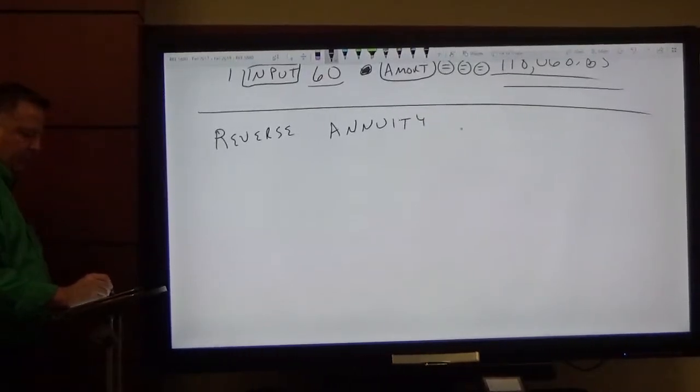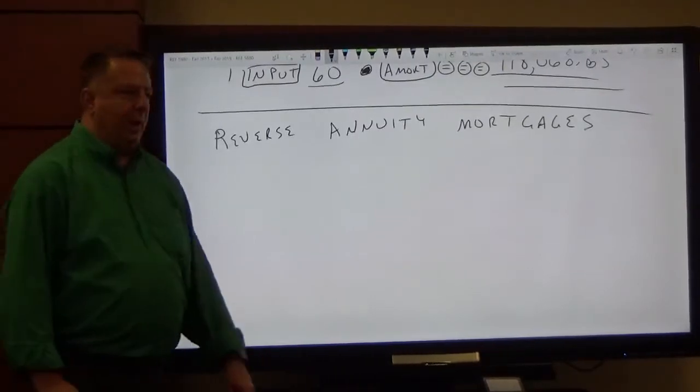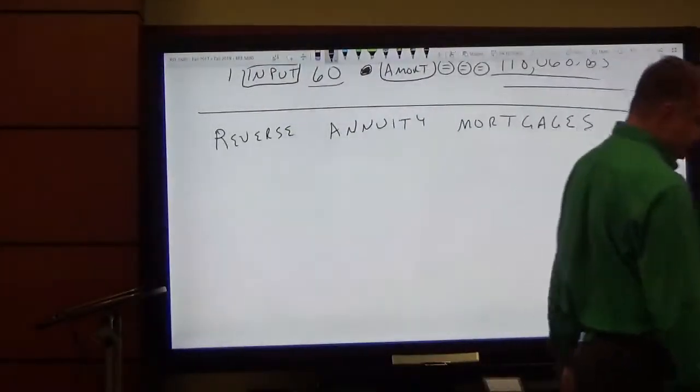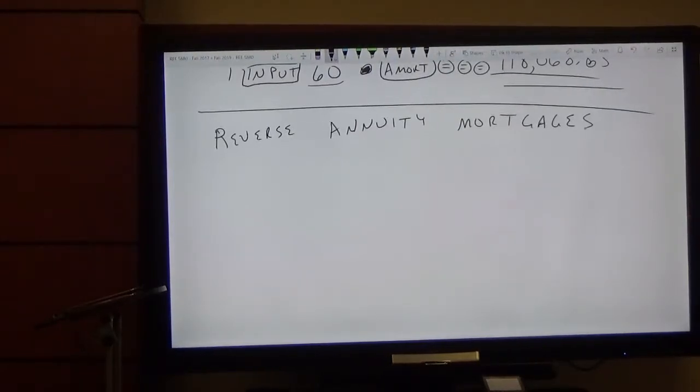All right. Reverse, and this was not in the chapter, by the way, a little extra: reverse annuity mortgages, or reverse mortgages. Otherwise titled, How to Take Advantage of Old People. All right.